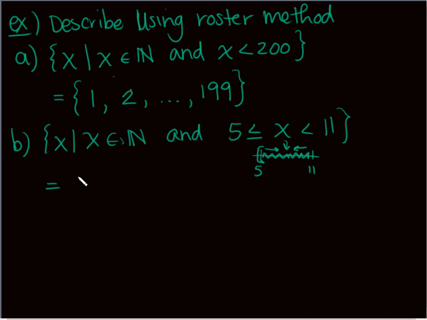So let's look at how we would do this in roster notation. What's the smallest X can be? It can be equal to 5, or equal to 6, 7, 8, 9, 10, and do I choose 11? I don't, because it's not or equal to. And that's it. 5, 6, 7, 8, 9, and 10. Okay, I hope that makes sense. It's kind of cool. A couple more things and then we'll be done with this section.